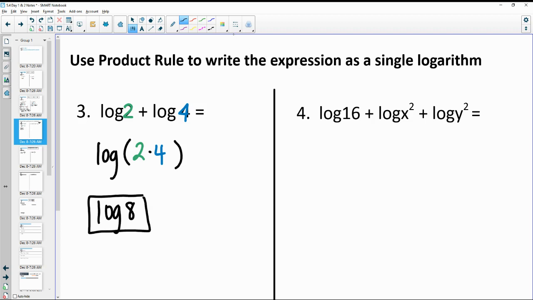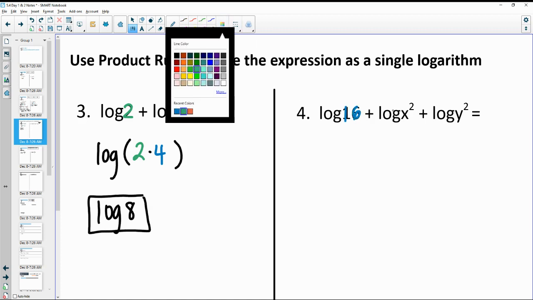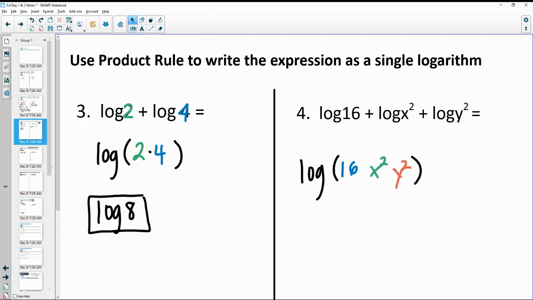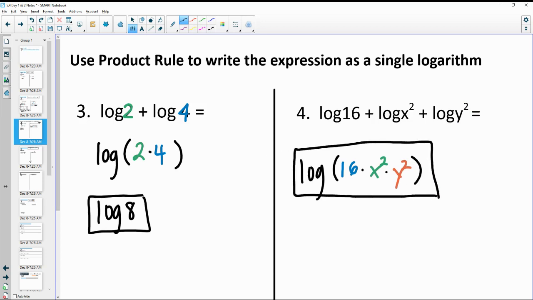Number 4, so looking, we see that all of these logarithms are just base 10 logs. So we can take their insides and put these all back together with multiplication on the inside, since we're adding these logs. So we'll put it as one single logarithm, and then on the inside, we'll take each of these and multiply them. So then we'll just have the log of 16 x squared y squared, and then nothing simplifies there. So that is our final version, our single log condensed.